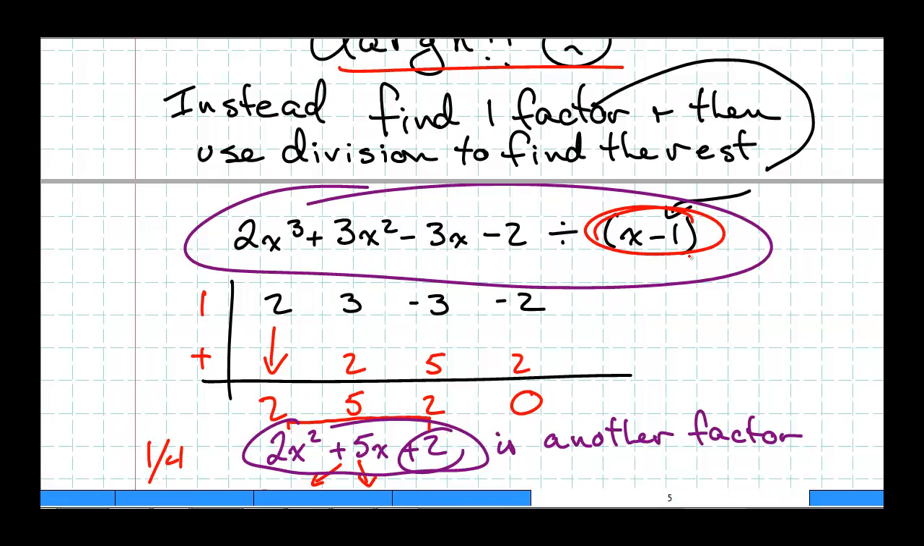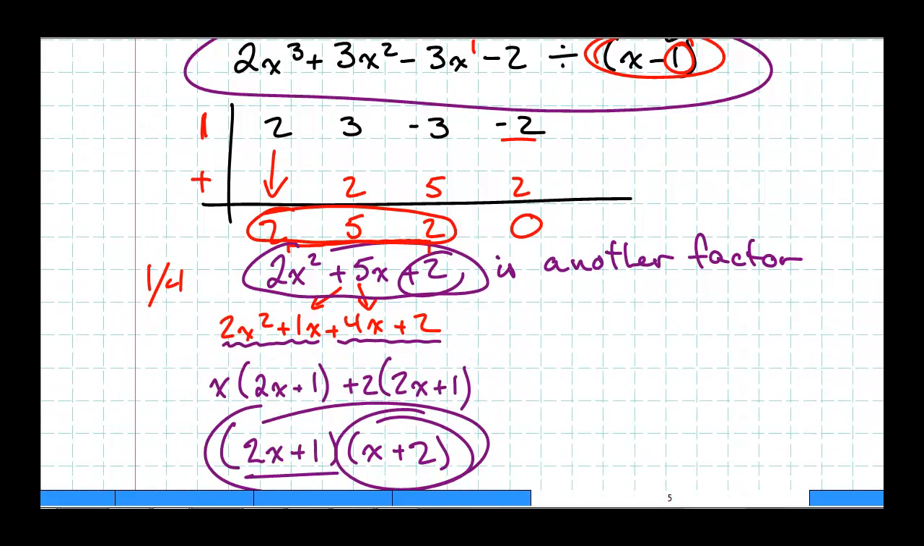So using that factor that we found, x minus 1, I did synthetic division. I just double checked to make sure that all my exponents are there, 3, 2, 1, and 0, x to the 0. I plugged in my coefficients and my constant term. I took the a value, which was 1, carried down the 2, 1 times 2, 3 plus 2 is 5, 1 times 5, -3 plus 5 is 2, 1 times 2, -2 plus 2 is 0. And these 2 and 5 and 2 made up my next polynomial, a quadratic polynomial. 2x squared plus 5x plus 2 is another factor because my remainder is 0 when I do the division.